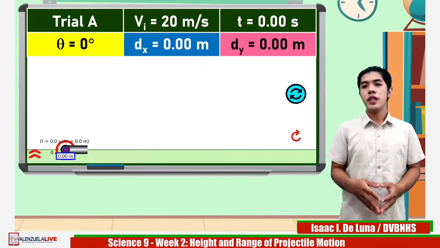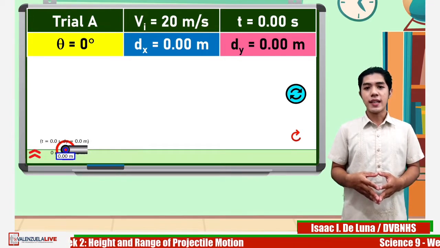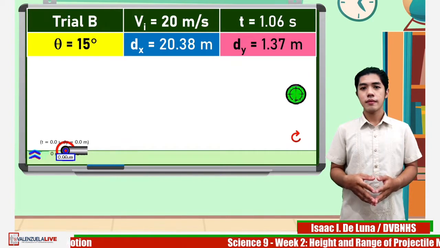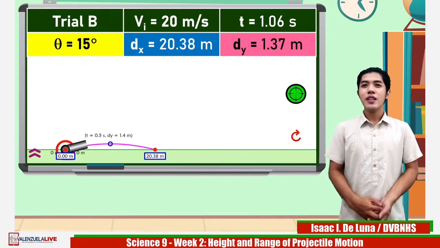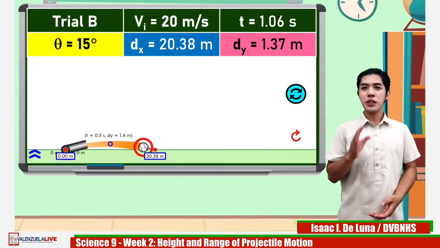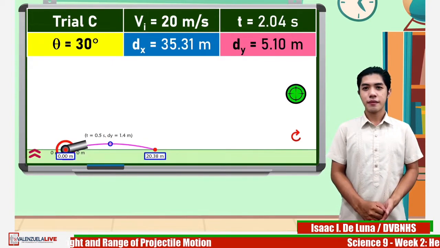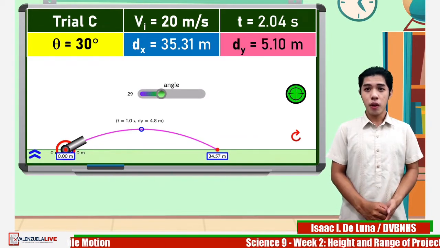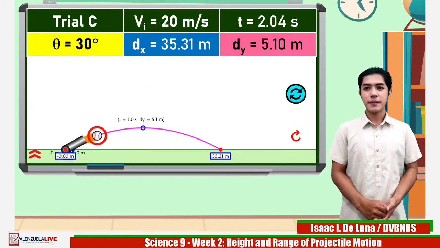This is the first one. Trial A shows a ball launched at 0 degrees from the x-axis. Number 2. Trial B shows a ball launched at 15 degrees from the x-axis. Trial C shows a ball launched at 30 degrees from the x-axis.